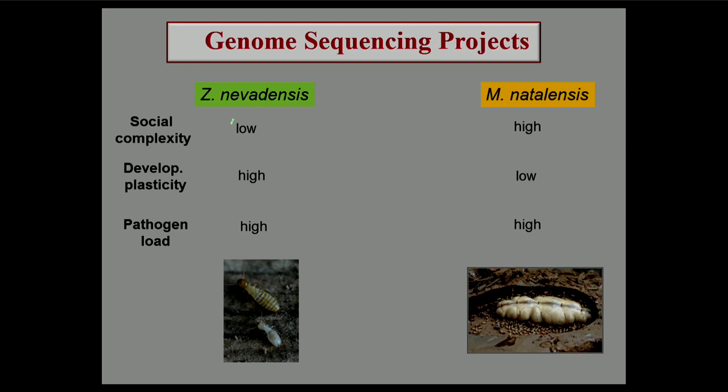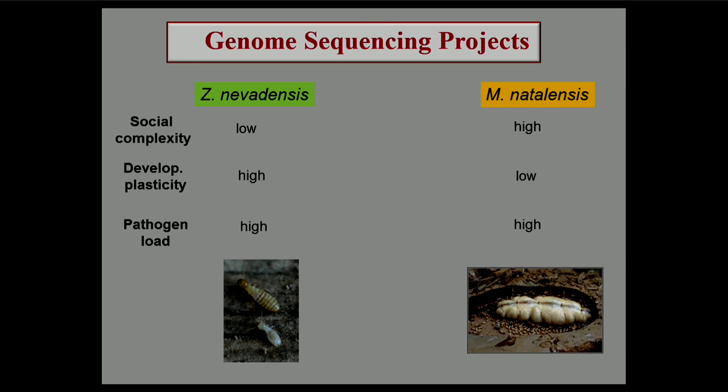So Zootermopsis nevadensis has a low social complexity, and its developmental plasticity is high, whereas Macrotermes natalensis, which is a fungus-growing termite, is very complex. It has several castes, it is not developmentally plastic, and it reaches really high colony sizes. What is similar in both of these species is that the pathogen load is high.